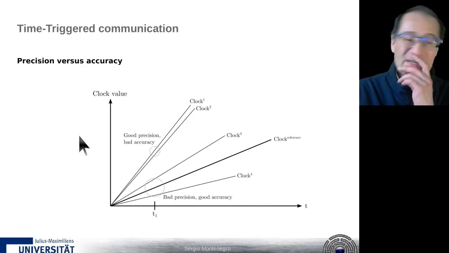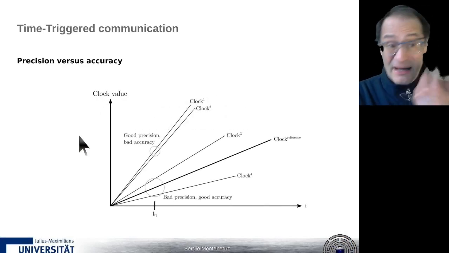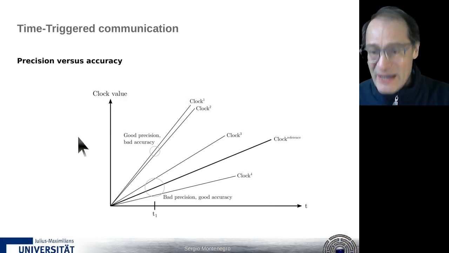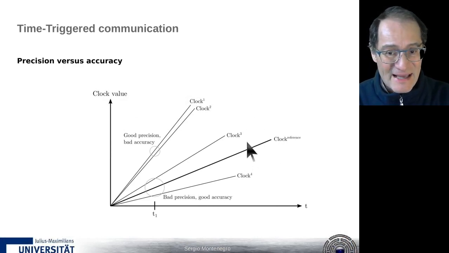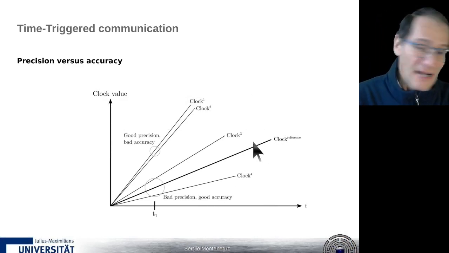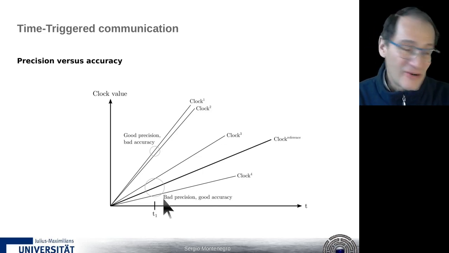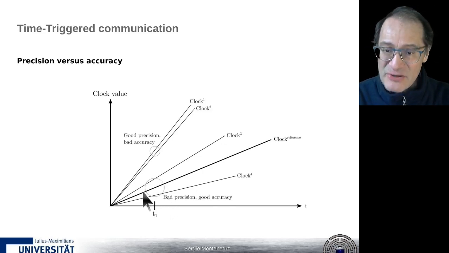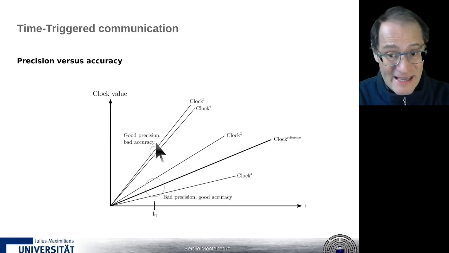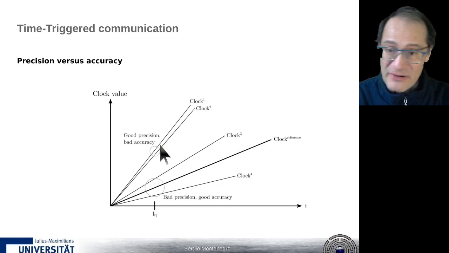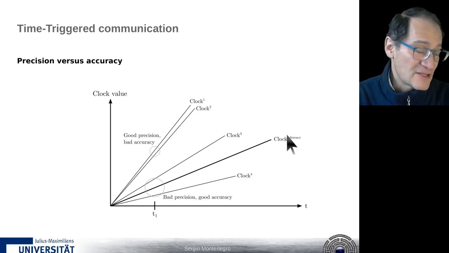And now we have the situation, different clocks maybe differ. We have maybe that is the reference clock or the real-time clock, and then we have, for example, here a bad precision with good accuracy of different clocks, so they are drifting, but they are not very far away from the real clock. And in this case, we have a good precision because they are not drifting so far away from each other, but bad accuracy because they are far away from the reference clock.